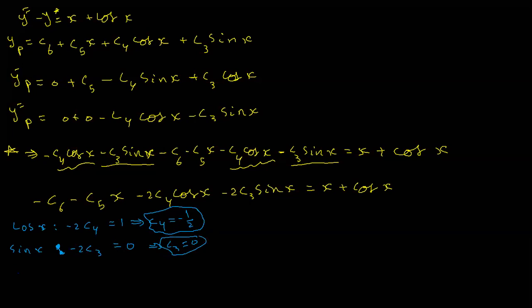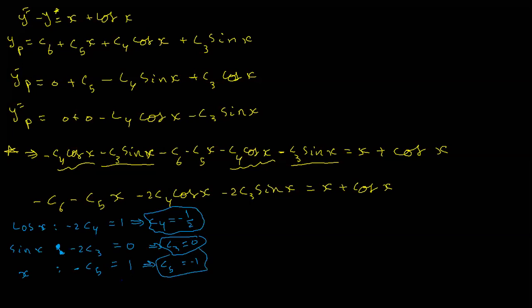Now equate between the coefficients of x. In the left-hand side, it is negative C5. In the right-hand side, it's only 1. So your C5 is negative 1.